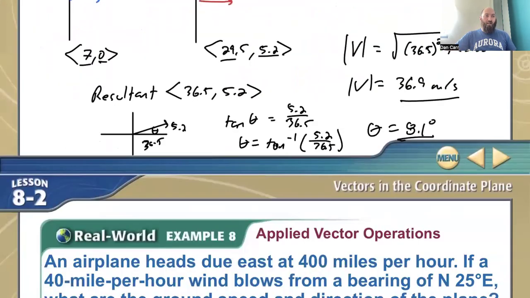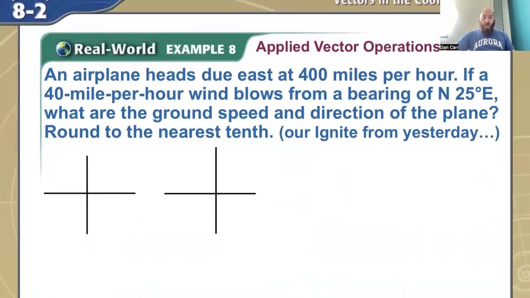Okay, last one, another one like this. An airplane heads due east at 400 miles per hour. Let me model that real quick. Here's my airplane motion going from here to here, which is 400. Now, a 40-mile-per-hour wind blows from a bearing of north 25 degrees east.